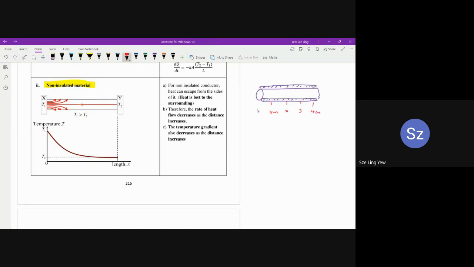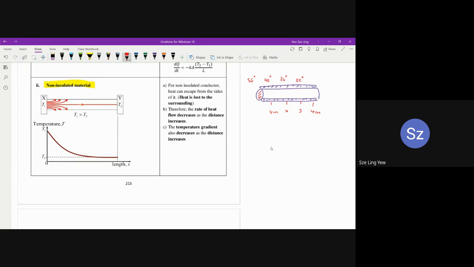So let's say you start from here, this is the hot end. It starts from 50 degrees. At the 1 cm position, it has decreased to 40 degrees. Because there's no heat loss, for every 1 cm, the temperature will decrease by 10 degrees, because it's flowing at a constant rate, constant speed throughout the whole metal rod.